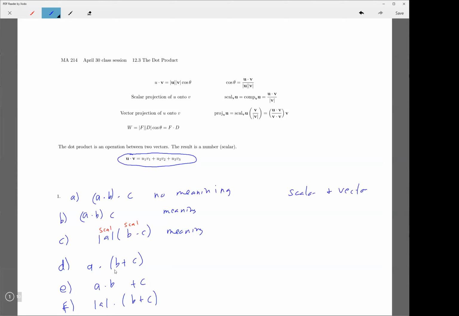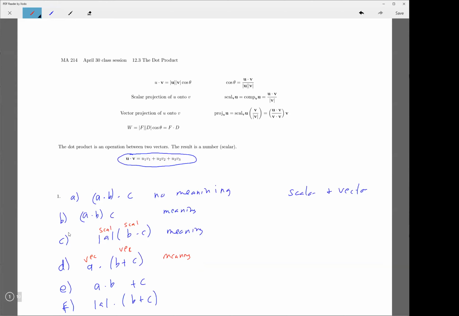Okay, what about this one right here? That's going to have meaning, and it's two vectors. Because that's going to be a vector and that's going to be a vector right here. When you add those together, that's going to be a vector. So that has meaning, and you get two vectors.